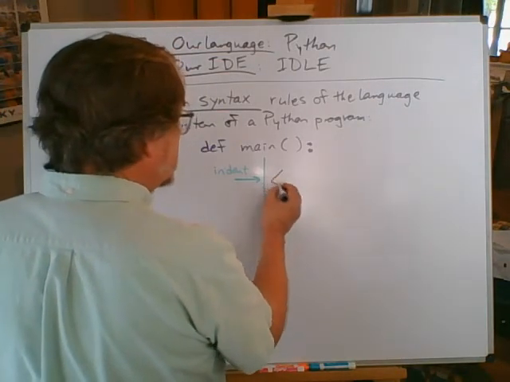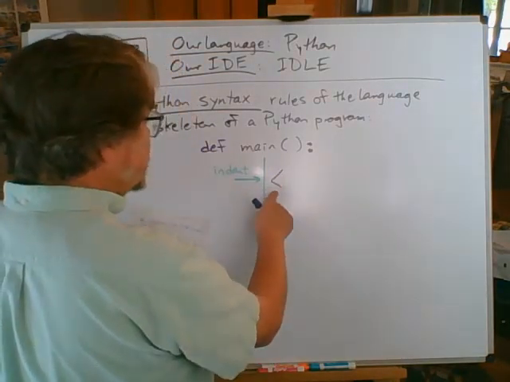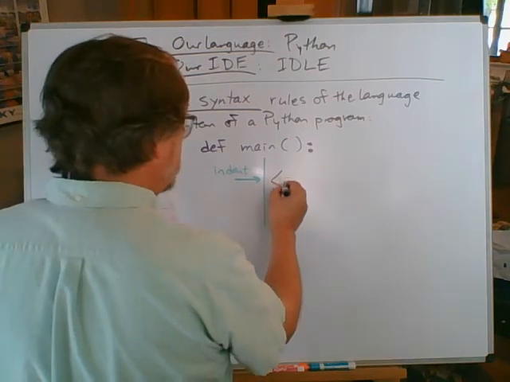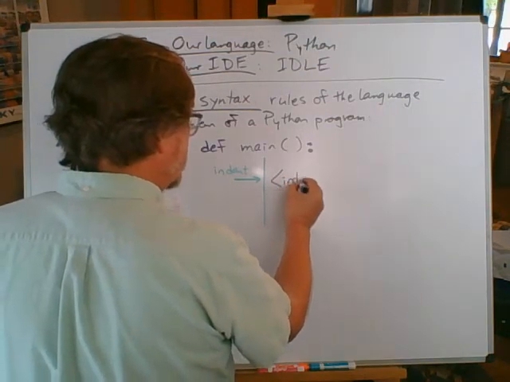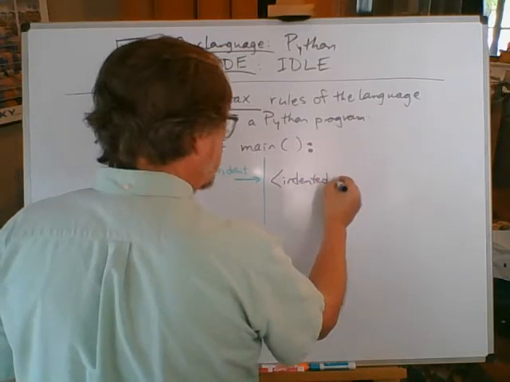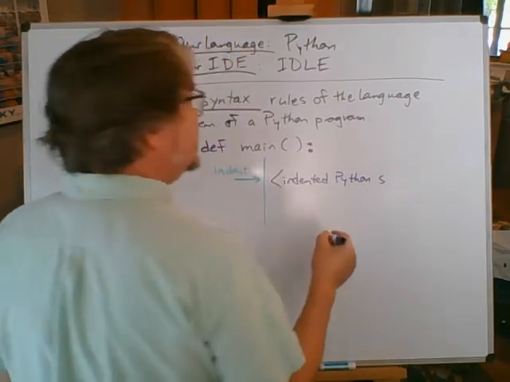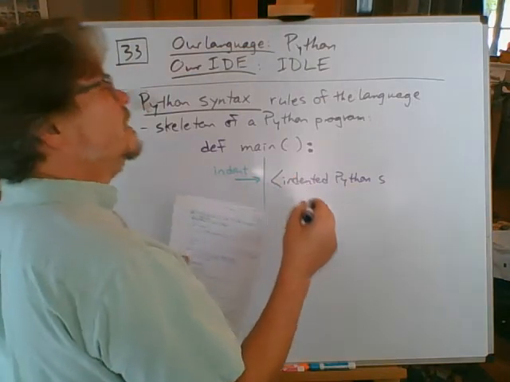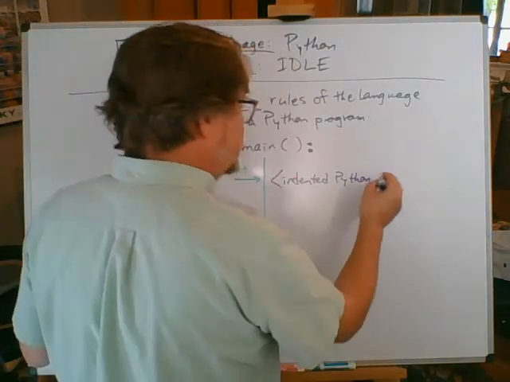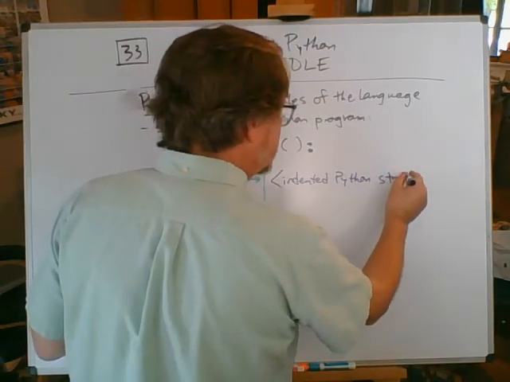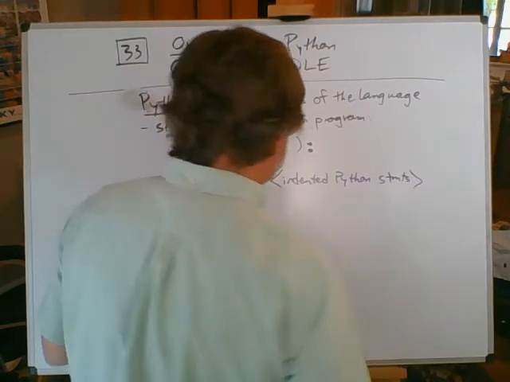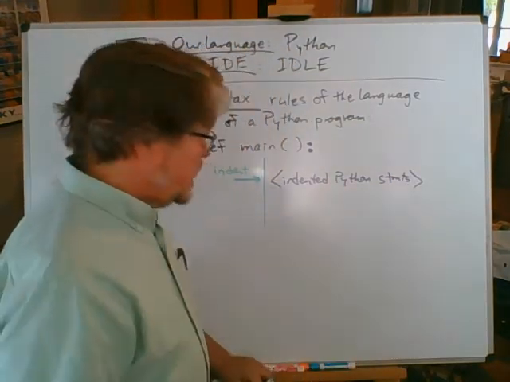I'm going to put my own conventional symbol here. You don't type in less than sign. Let me write this. Indented Python statements. I-N-D-E-N-T-E-D. Python, P-Y-T-H-O-N. Statements. I'm going to be writing statement on the board so much, I'm going to go ahead and break the seal on the abbreviation. STMTS. That says indented Python statements.